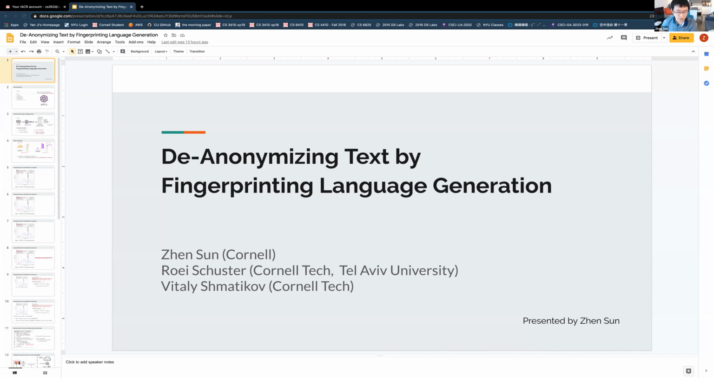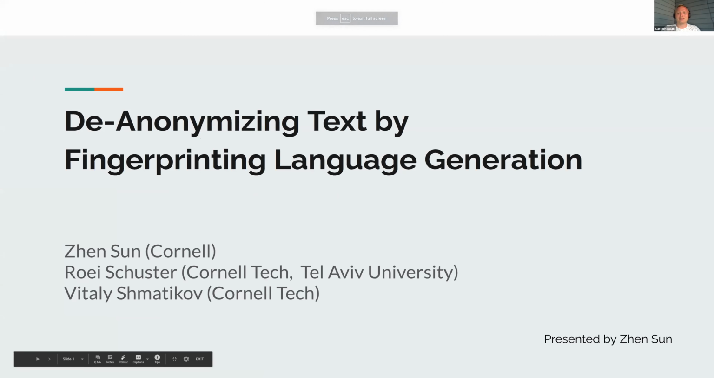Okay, while Jen is setting up, so this talk is going to be about de-anonymizing text by fingerprinting language generation. And it's work by Jen, as well as Roy Schuster and Vitali Shmatikov. And great. Can you see that? Could you possibly make it full screen? Yeah, I'm now doing that. Okay. Fantastic. So Jen, take it away.